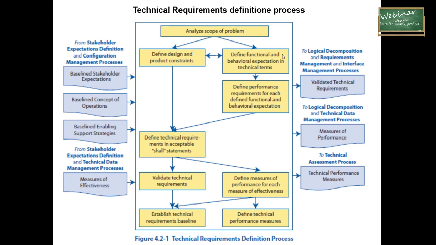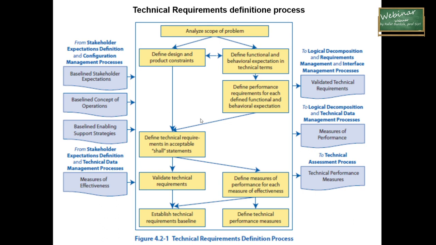As the input on this stage of the process, you should use the baseline stakeholder expectations. This is where we should start, and after those two steps you should be able to generate the validated technical requirements. It is the first stage, and it will be used for the logical decomposition, which you already did. You should also consider as input the baseline concept of operations, which can also be delivered by the process map which you did last time.